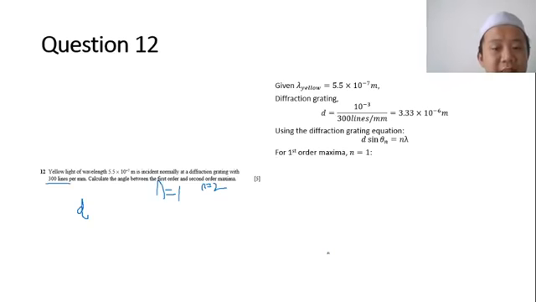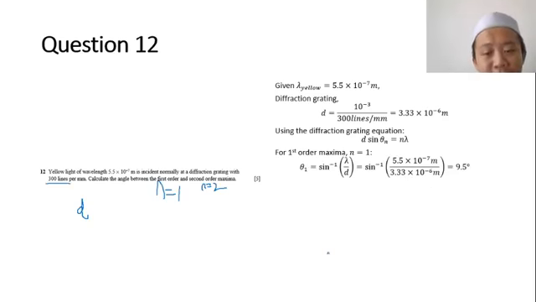We want to find the angle for the first order maxima, so n equals 1. Plug in the values. n equals 1, lambda is given. d is not given actually, d you have already calculated. Take the arc sine of the fraction, and you get the value 9.5 degrees, if you key in your values correctly in the calculator.